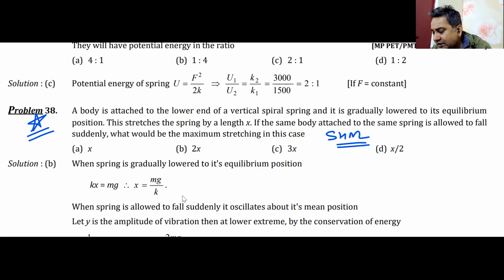So that is it for today's class. We have discussed again the types of equilibrium. We have discussed some problems on equilibrium. We have seen spring potential energy again, noted this formula and solved some questions.